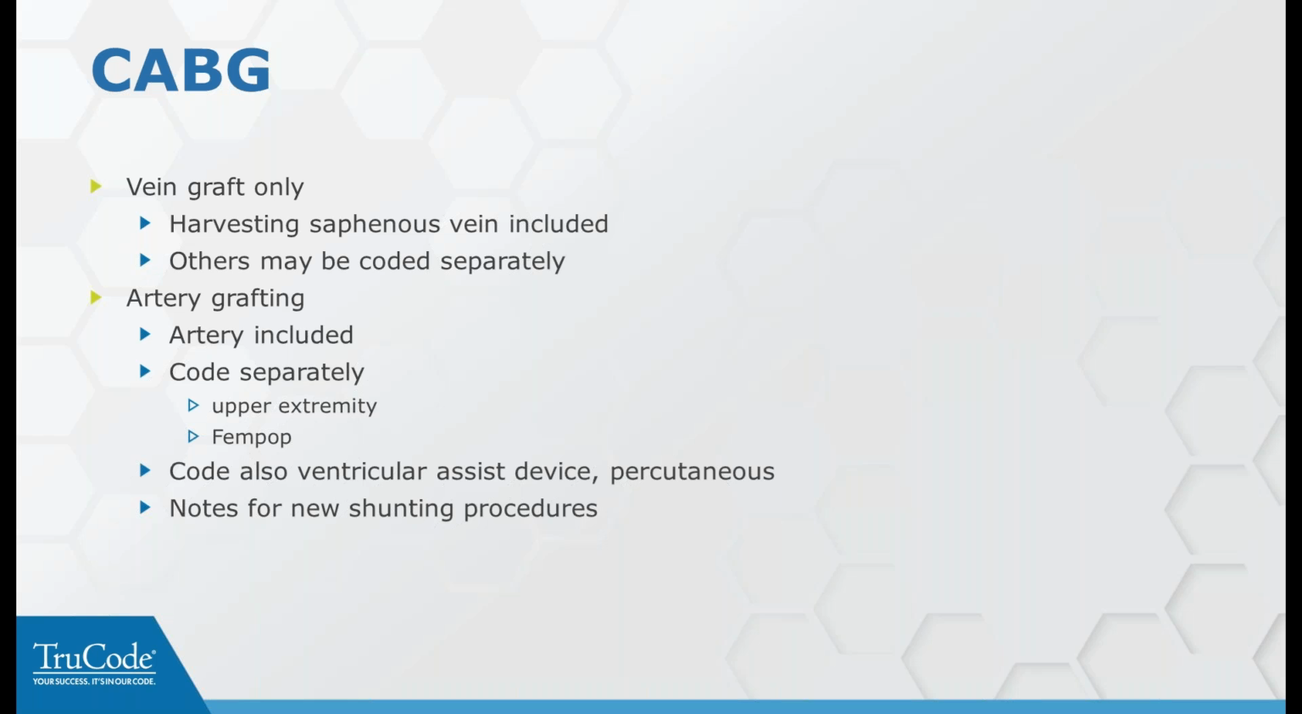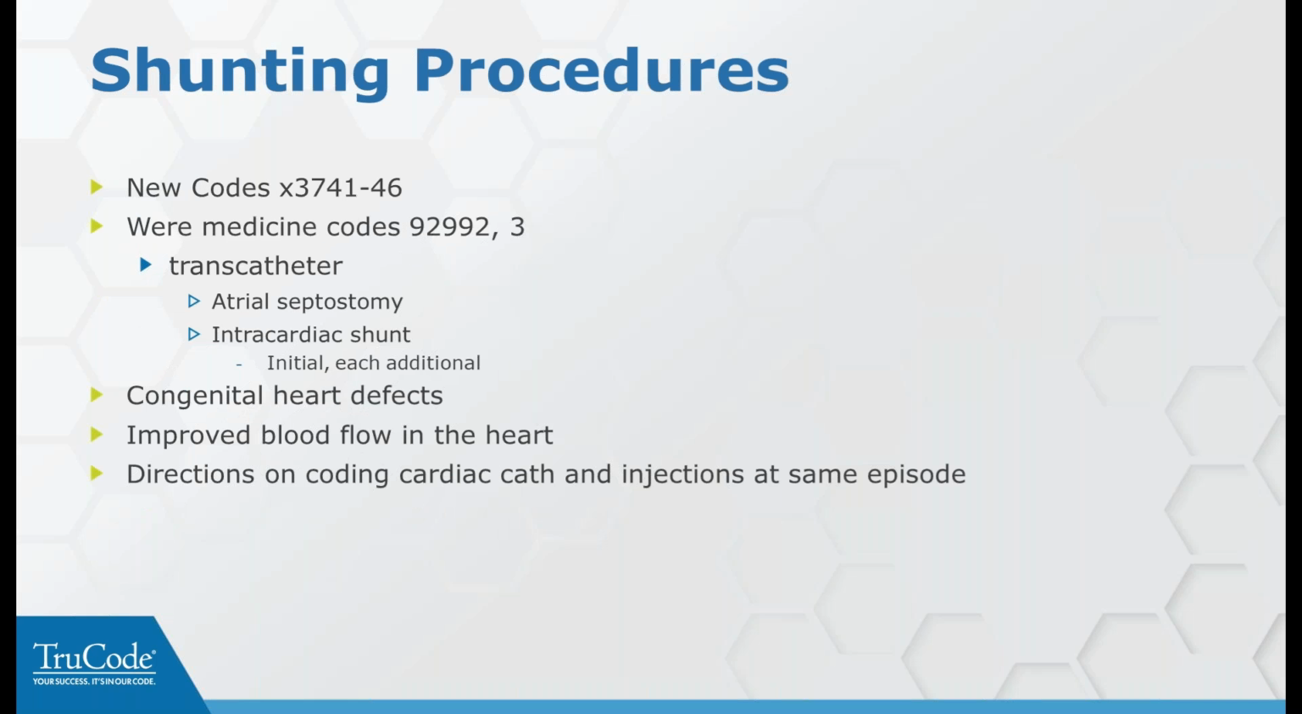All right, and then let's move over to the new shunting procedures. They are on pages 262 and 263 in our professional code book, and the new ones are 33741 through 33746. These are transcatheter shunting procedures, which may be done together with or separately from other procedures. They explain here what's included and what else you can code with them. Basically, these are typically either an atrial septostomy or the intracardiac shunt, and then you have the add-on code for each additional shunt location.